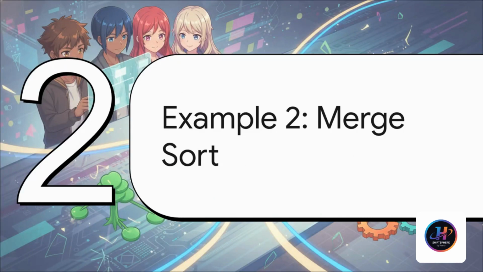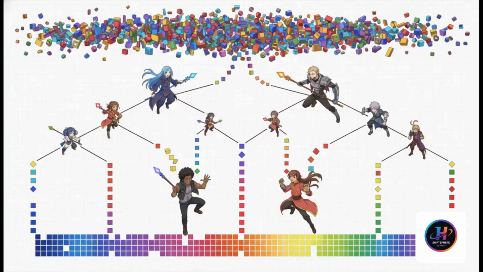Okay, so searching is one thing, but what about something even bigger? What if you have to sort an entire, massive, jumbled-up list from scratch? For that, let's look at a more complex, more powerful example of divide and conquer, a truly legendary algorithm called merge sort. The strategy here is beautiful.